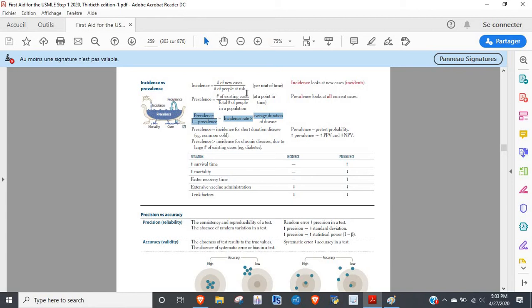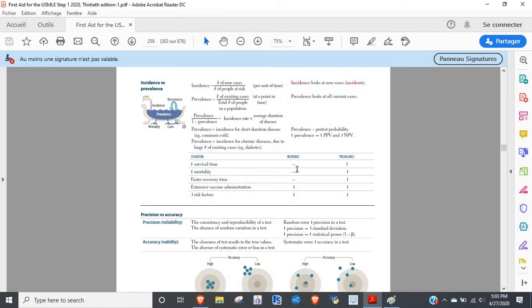And prevalence equals the number of cases over the total number of people at a point in time. Obviously, if you increase the survival time, you're going to have more prevalence. It's one of the reasons why HIV now is more prevalent than it was before. People used to die really quickly, and now you have life-saving drugs that people can live a normal life on, as long as they take this drug every single day.